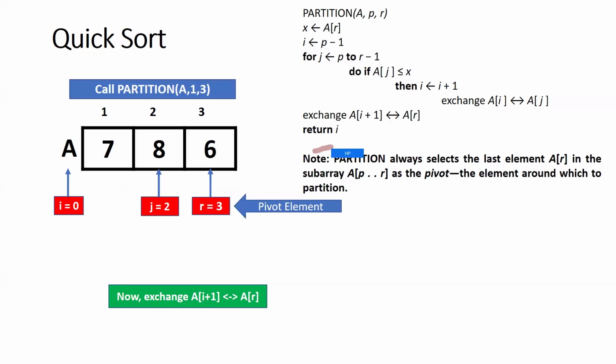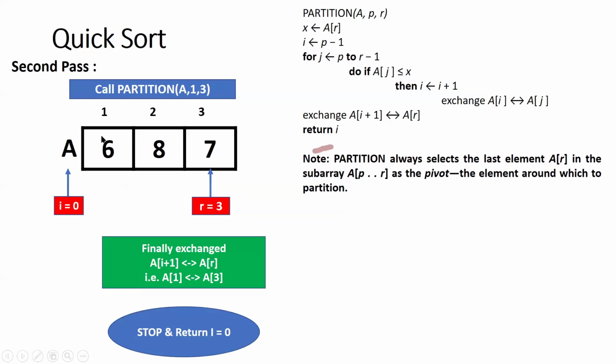But when you don't write anything on the screen, when you terminate this for loop, then in the last step, R is exchanged with A[I plus 1]. Clear? A[I plus 1], I is 0, so A[1] is exchanged with A[R]. That last step should be executed. When you execute this step, then 6 will come at position 1 and 7 will come at position 3. Clear? And return I.